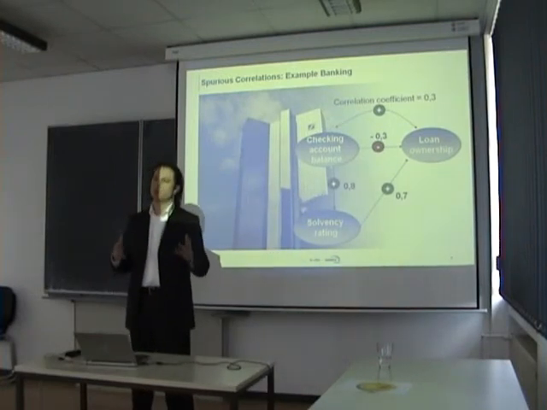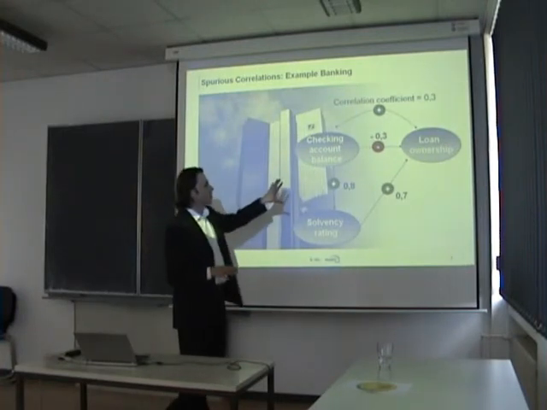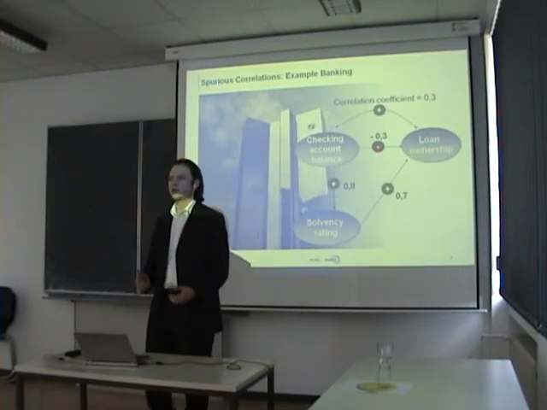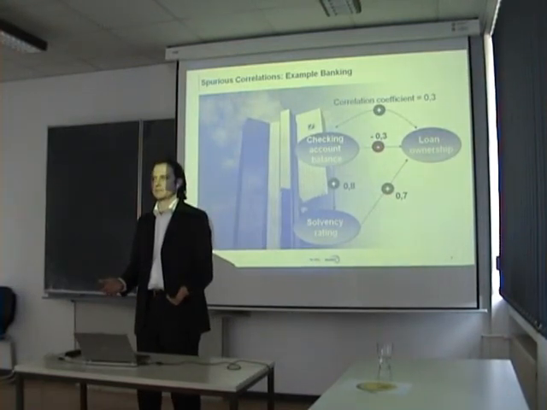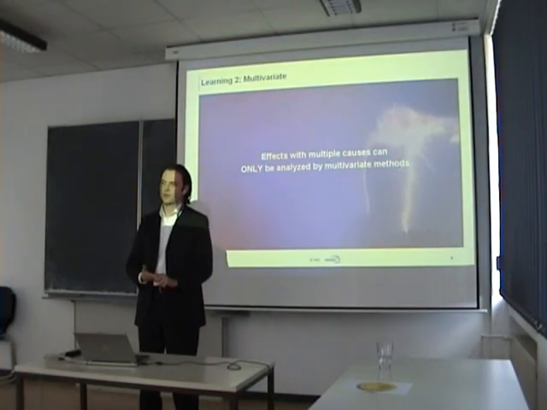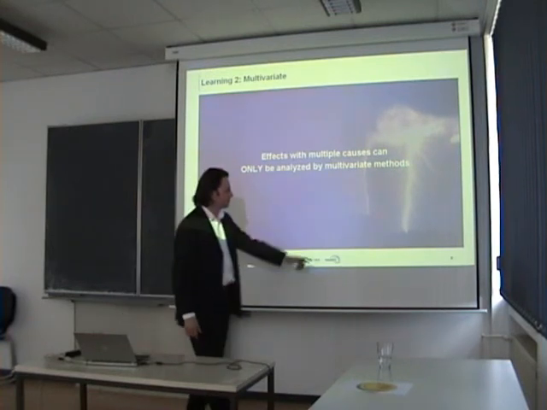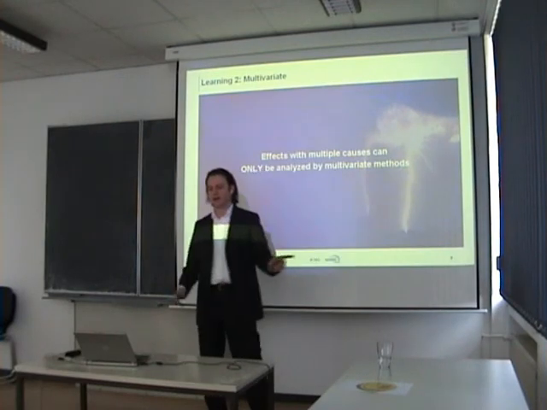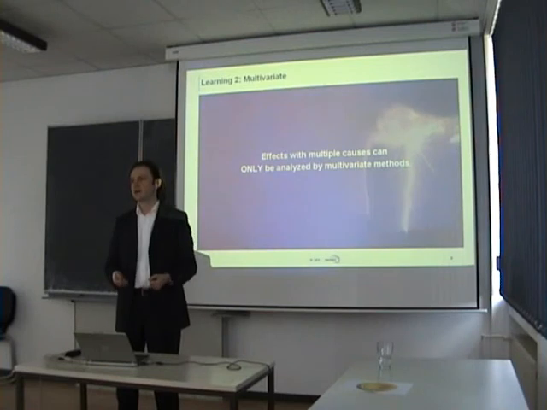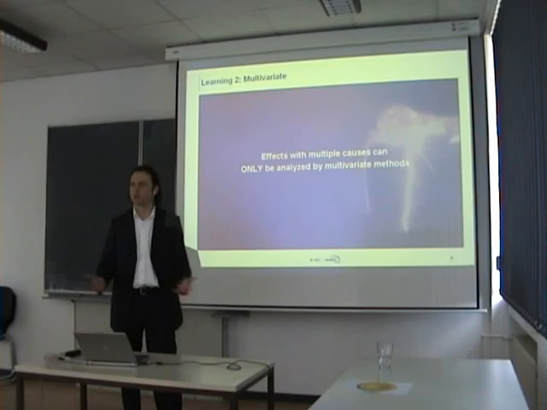And if you want to acquire causal knowledge, you always have to look at all causes at the same time. This is only possible by using multivariate methods. It's the only way. That's the second learning. So effects with multiple causes, like this weather example here, can only be analyzed by multivariate methods. So we need methods which are multivariate.